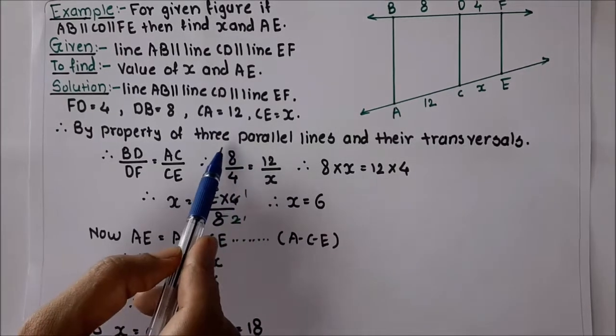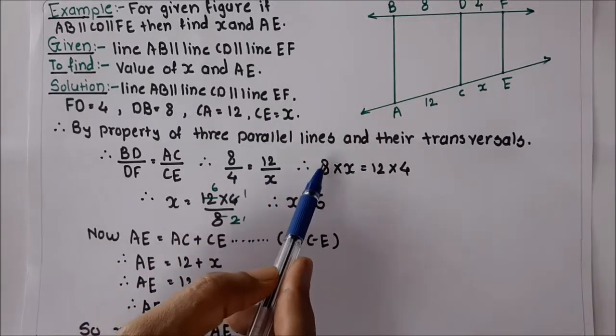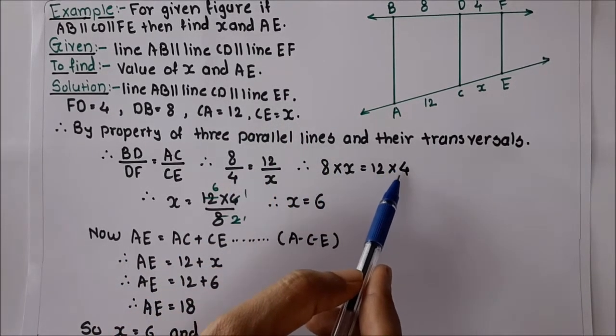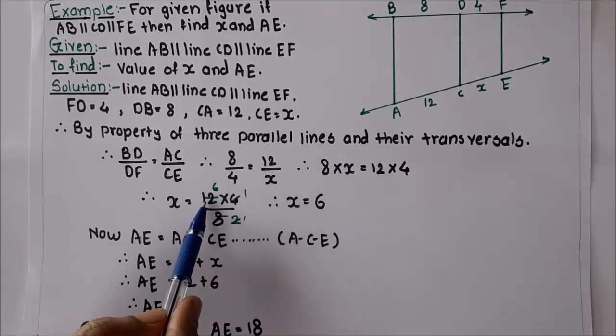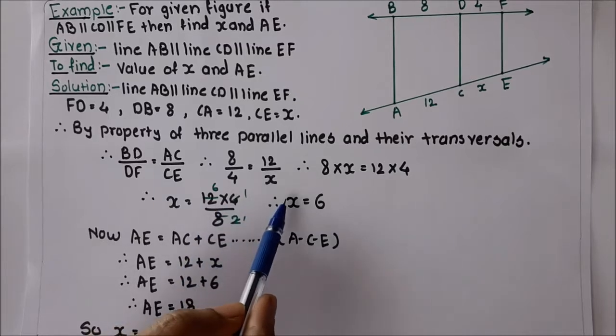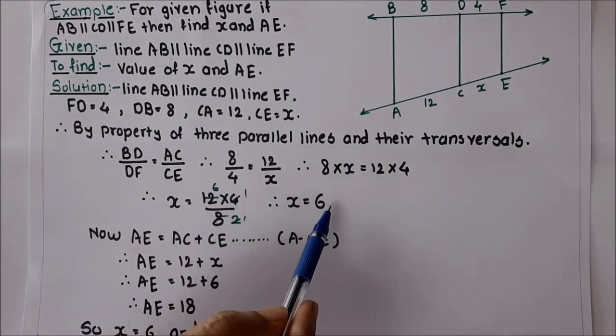Now send this X to this side, send this 4 to that side, so that we will get 8 into X is equal to 12 into 4. Therefore X is equal to 12 into 4 upon 8. After reducing this fraction, we get the answer X is equal to 6.